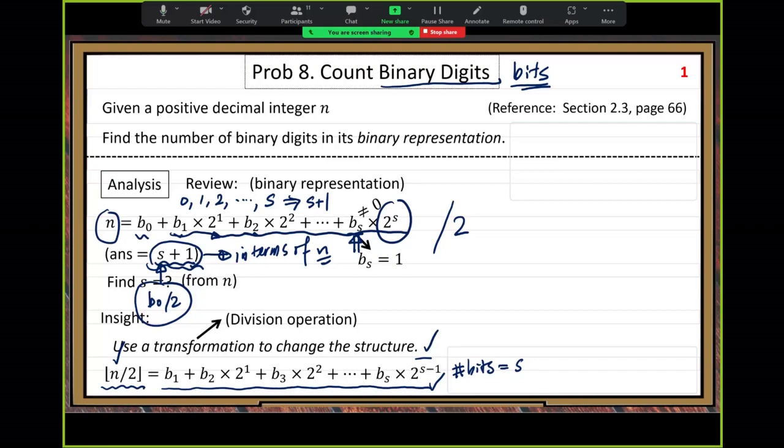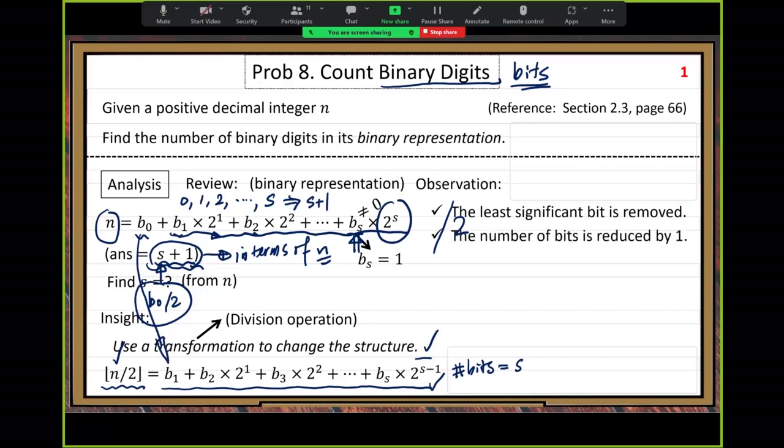So now, conclusion. What's the conclusion? From these two equations, we want to get a conclusion formula. First, the least significant bit, b0, is removed. So when you do the transformation, it is gone. Second, the number of bits is reduced by 1.